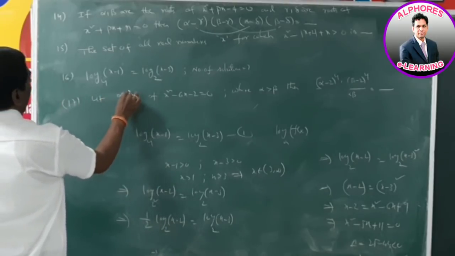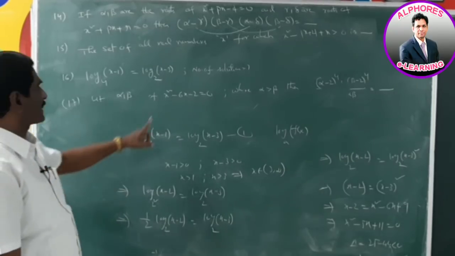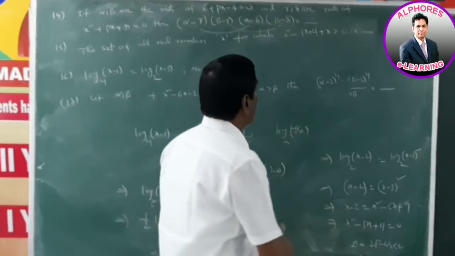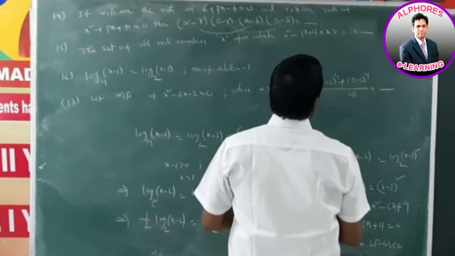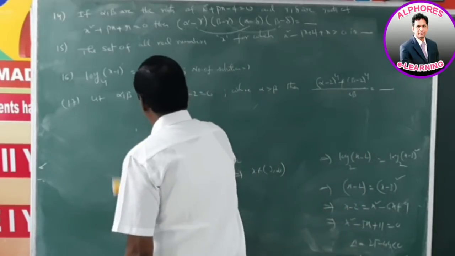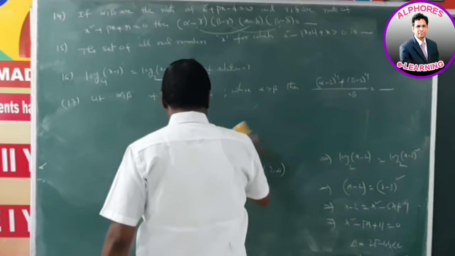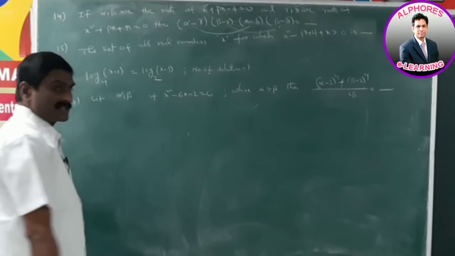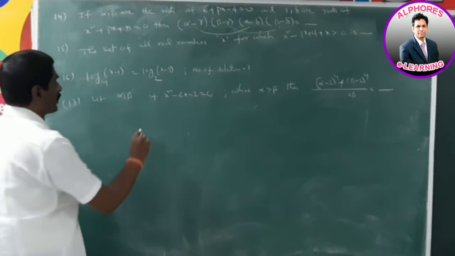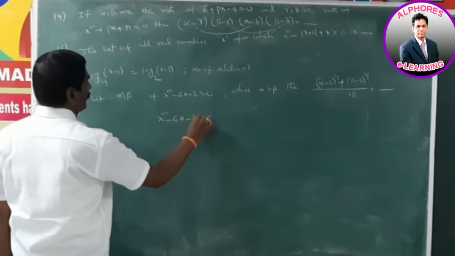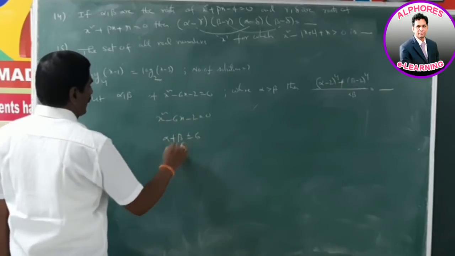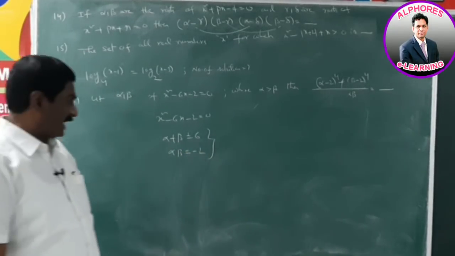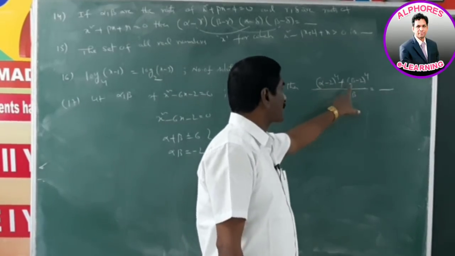Let alpha, beta be the two roots of the quadratic equation x square minus 6x minus 2 is equal to 0, where alpha is greater than beta. Then alpha minus 2 whole power 4 plus beta minus 2 whole power 4, by alpha beta, is equal to how much? In the given equation x square minus 6x minus 2 is equal to 0, alpha, beta are the two roots. That means sum of the roots is equal to 6 and product of the roots is equal to minus 2.